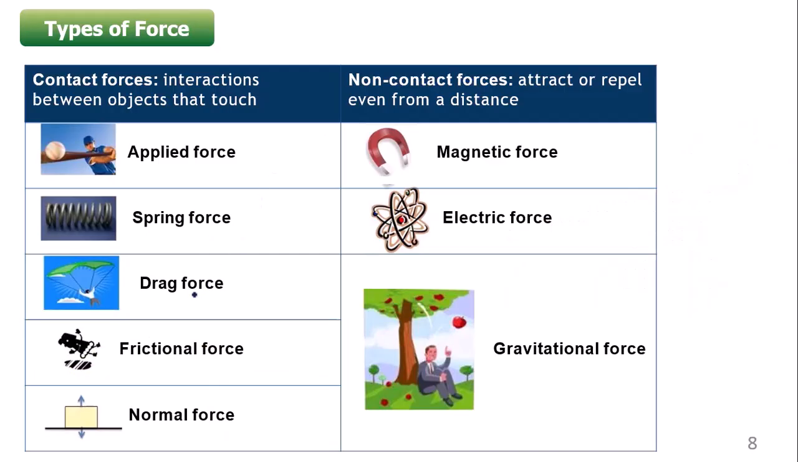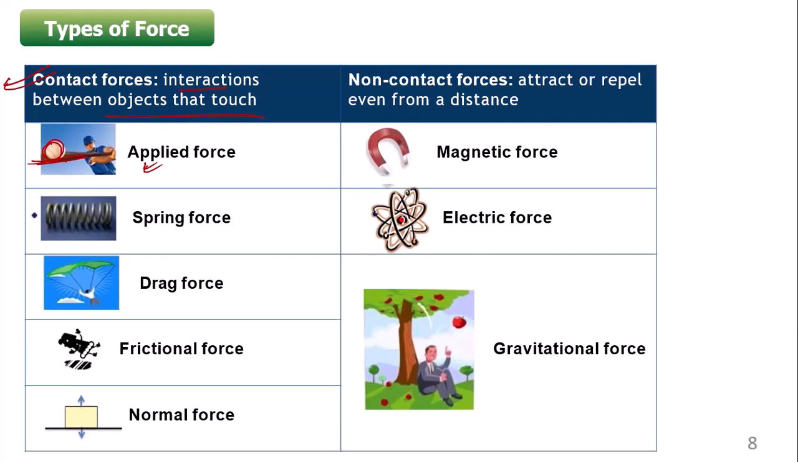Depending on the nature of the force, there are two broad classifications of force. One is called the contact force and one is called the non-contact force. Contact force means the interaction between objects that touch each other. Whenever we hit the ball with a bat, that is called the applied force. The ball is in contact with the bat, so if there is contact, then the force is a contact force.